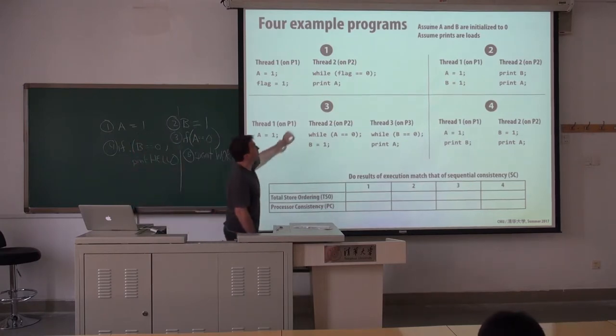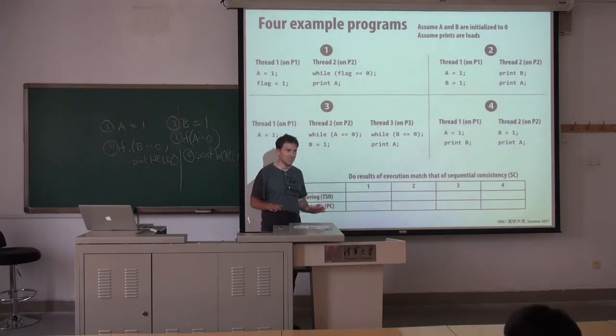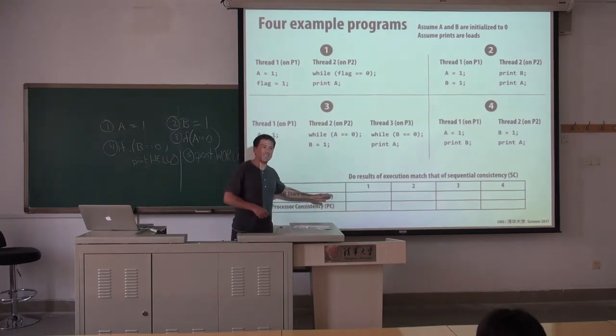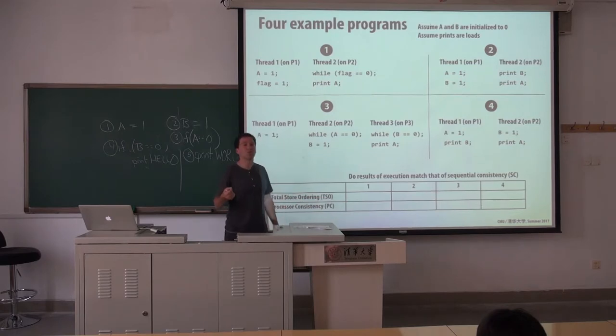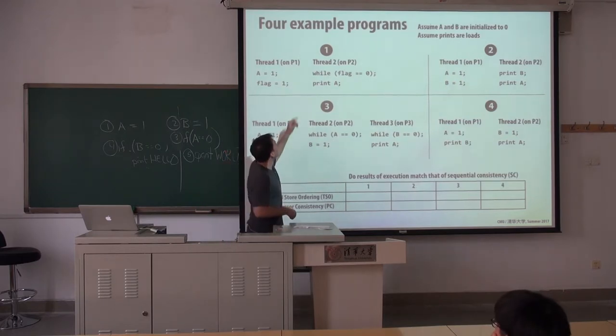First of all, you should figure out what the program will do if nothing was ever reordered. That's the first step. Then you should think through what can happen if I allow a read to move up in front of a write. Okay? So let's try that for program one. Why don't you go talk about it a little bit?